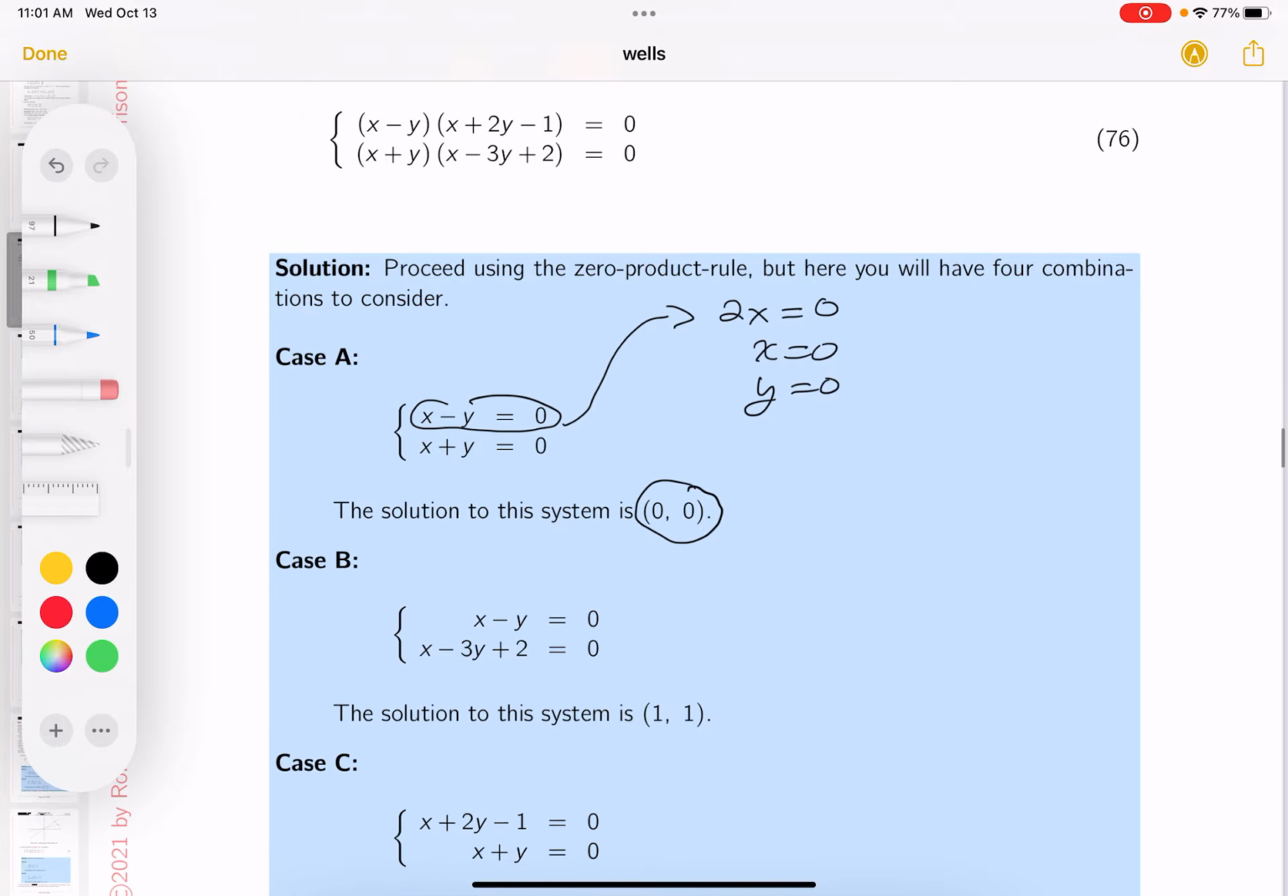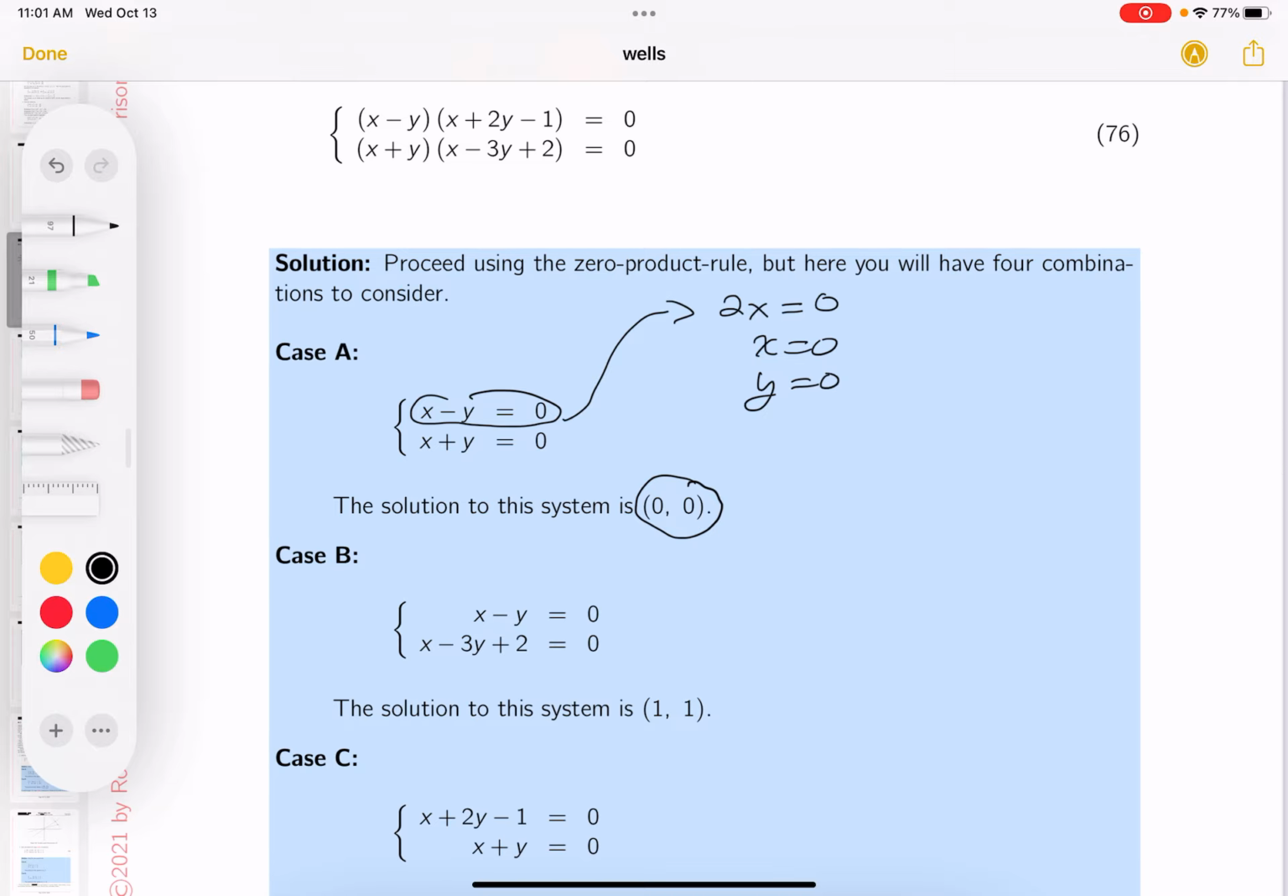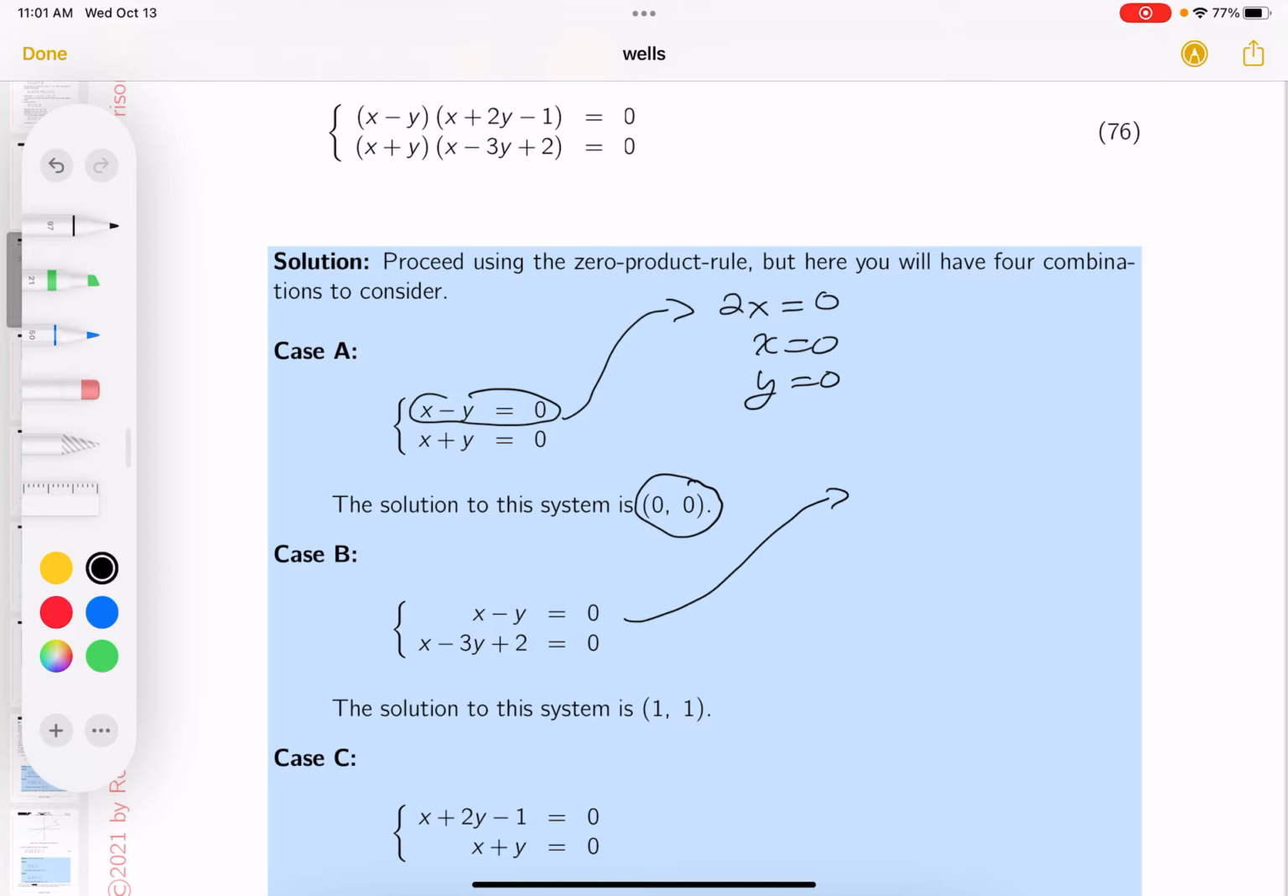Let's do the next one. It's a little more complicated, and I'm going to write it a little differently. We'll check it too. And what do you get over here? x minus y equals 0. And then you get x minus 3y, right?